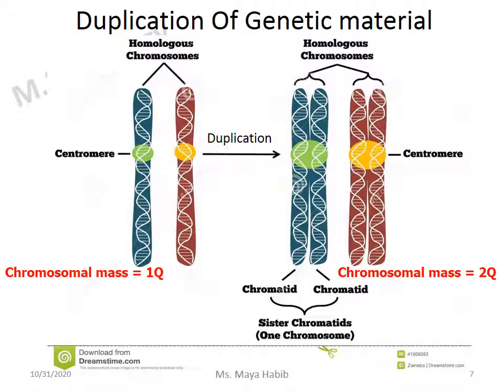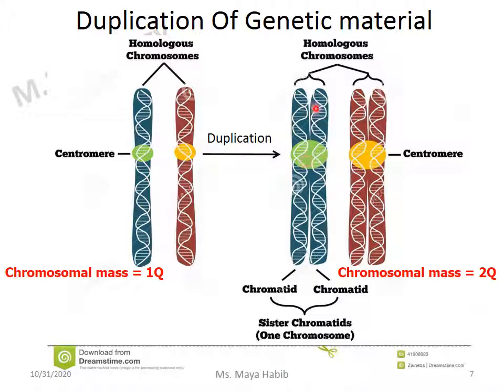If you take a good look at the figure, you can see that, at first, each chromosome is formed of one chromatid. Let us assume that the mass of the chromosomes, when they are in such state, is 1q. When the cell prepares itself to divide, its genetic material will be duplicated, such that a chromosome of one chromatid becomes a chromosome of two chromatids. These chromatids are sister chromatids joined at the level of the centromere.